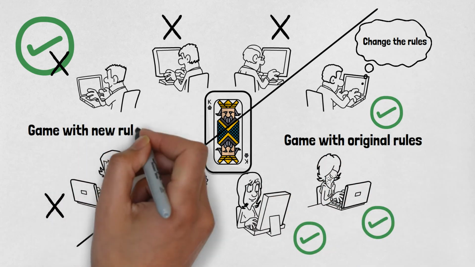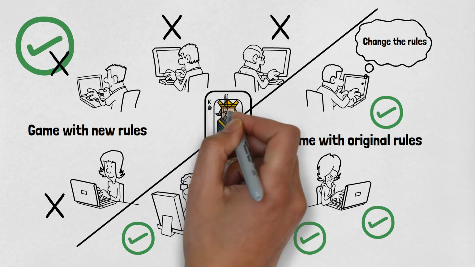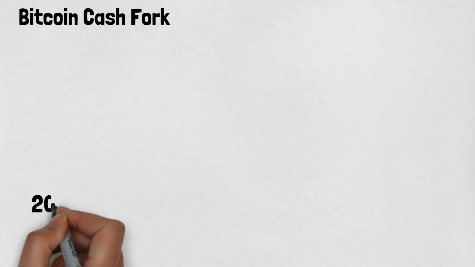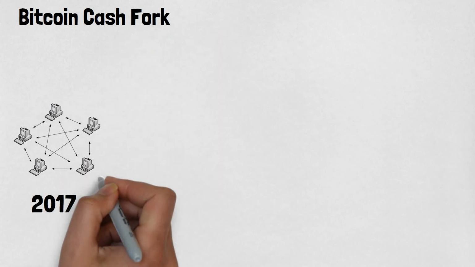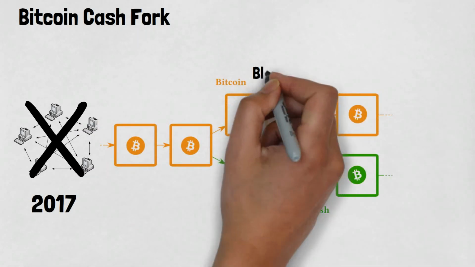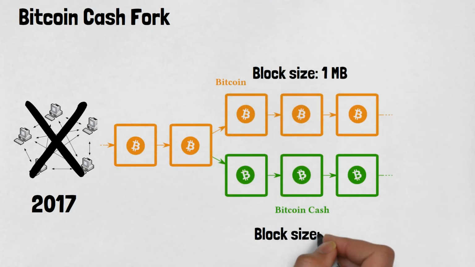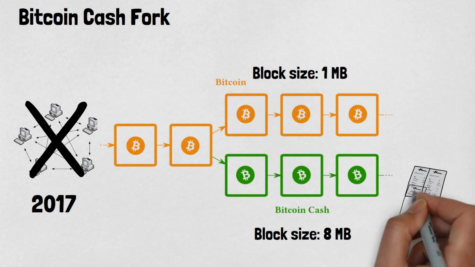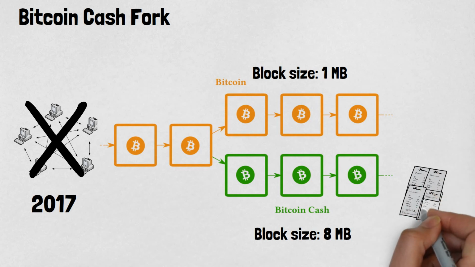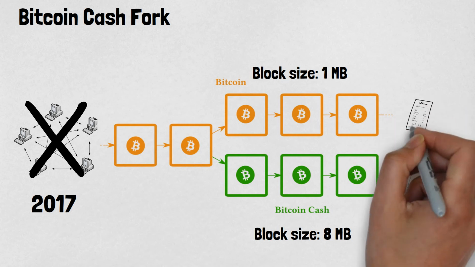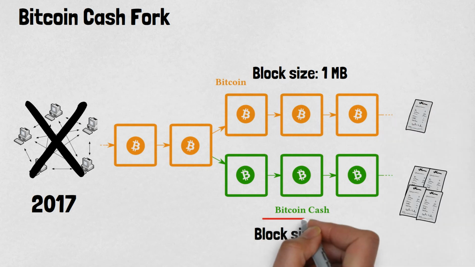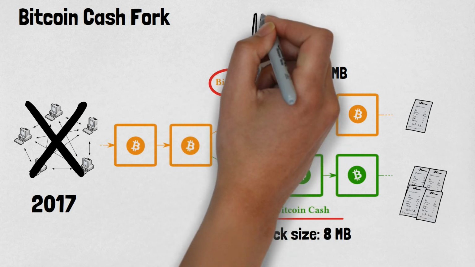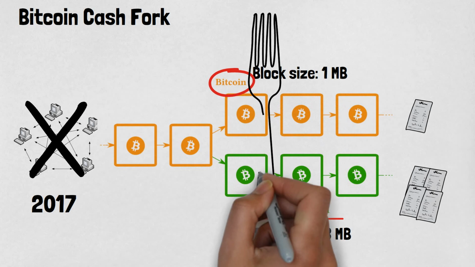The same can happen with Bitcoin's code. The most well-known example of that happening is the Bitcoin Cash fork. In 2017, Bitcoin Cash was created because there was a disagreement between the nodes about changing the block size from 1 megabyte to 8 megabytes, so that more transactions could be processed within each block. Therefore, there were people who supported this change, so they switched to a new coin called Bitcoin Cash. There were also people who decided to stay with the original rules and kept using the original Bitcoin. This is how forks are created.